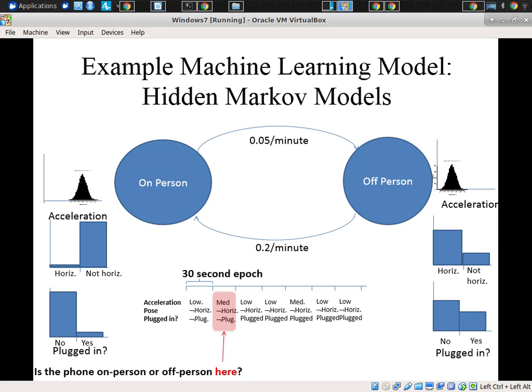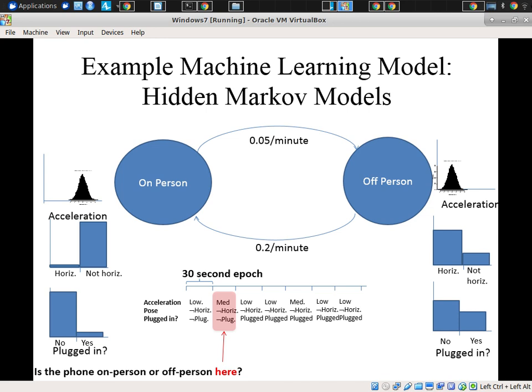Okay, now the idea here is that at any 30-second epoch, we have observations. Maybe some of those observations, for example, are acceleration profiles. So there's some level of acceleration, and we could figure out different ways of measuring this. Maybe it's the norm of the X, Y, and Z measurements on the accelerometers, or maybe it's the standard deviation or the MSSD, the mean sort of level of variation in the acceleration norm.